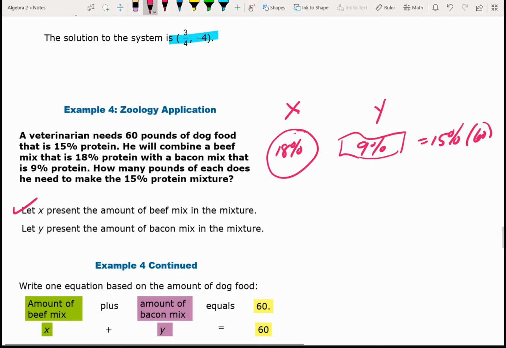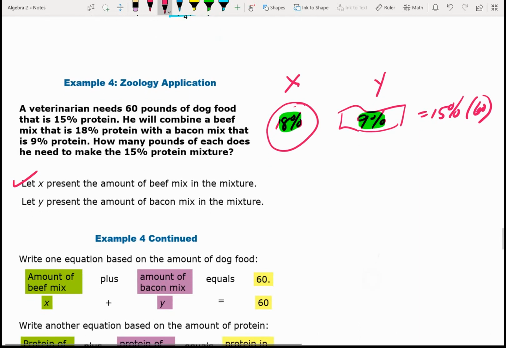15% of 60 pounds. Notice if we combine these two, 18% and 9%, they have to fall somewhere between 18 and 9. You certainly couldn't get 7% in the final mix. That would be impossible. And you certainly couldn't get 20% in the final mix. That would be impossible. It has to be somewhere between 18 and 9. Could be all of 18, you could use all of X. It could be 9, you could use all of Y. But it can't be outside those numbers.